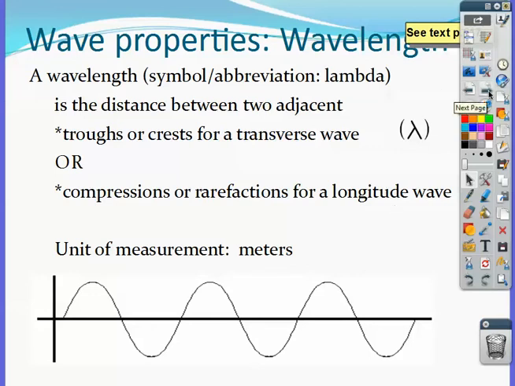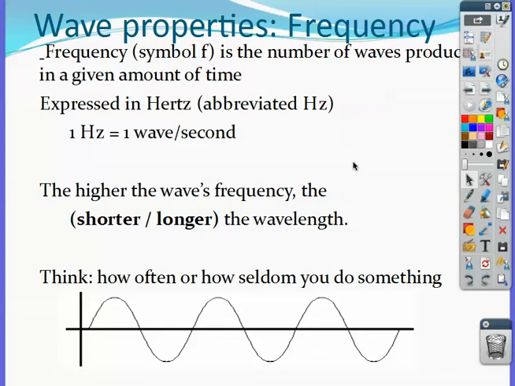Now the next property to talk about is frequency. And frequency tells us the number of waves that are produced in a given amount of time. Really, it's the number of waves produced per second. And the unit we use is hertz. So 1 hertz is equivalent of 1 wave per second. So 10 hertz would be 10 waves per second.